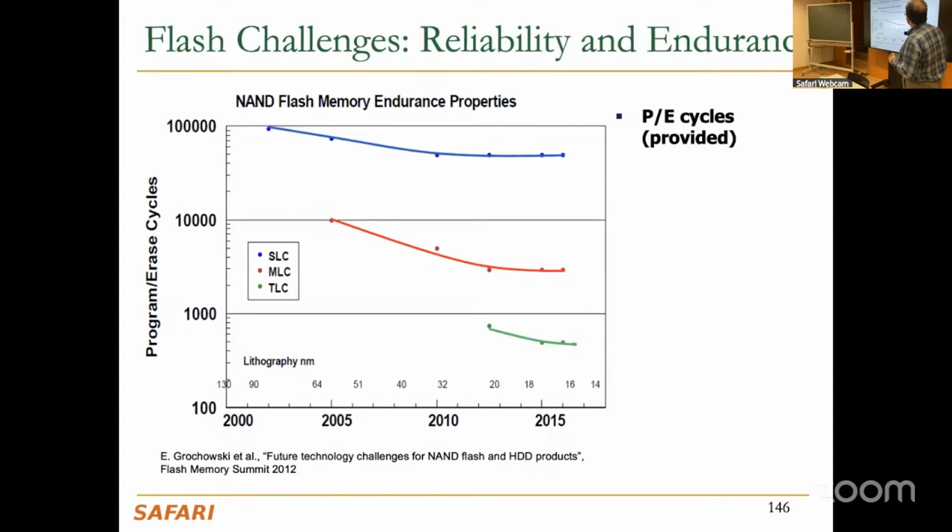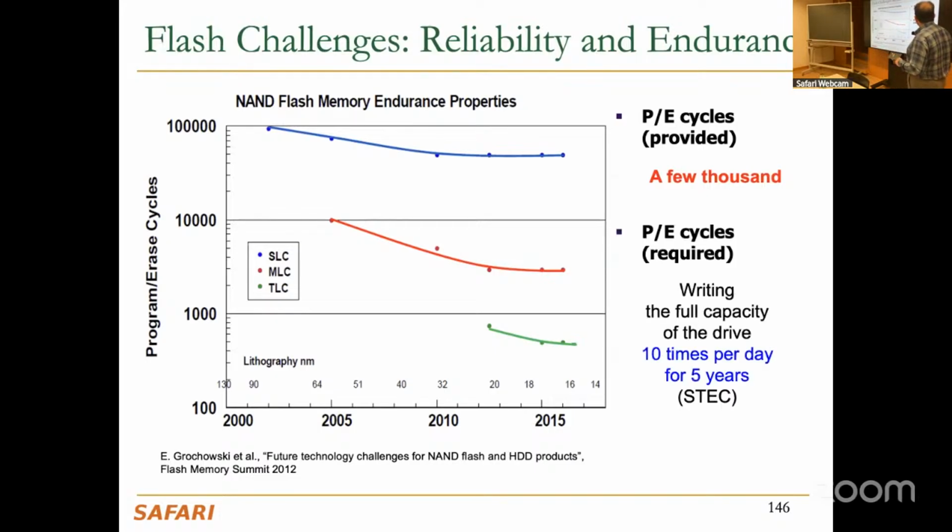So the problem we have with flash is reliability and endurance. This is the endurance result at the time. For SLC you have around 100,000 endurance, the number of programmable cycles. For MLC it is lower, and for TLC it is much lower. So the PE cycles provided is a few thousand, specifically for TLC. However, the PE cycle required based on this standard is actually 10 times per day for 5 years, which means that you need more than 50K PE cycles. So there is quite a big mismatch between what you have and what you need.